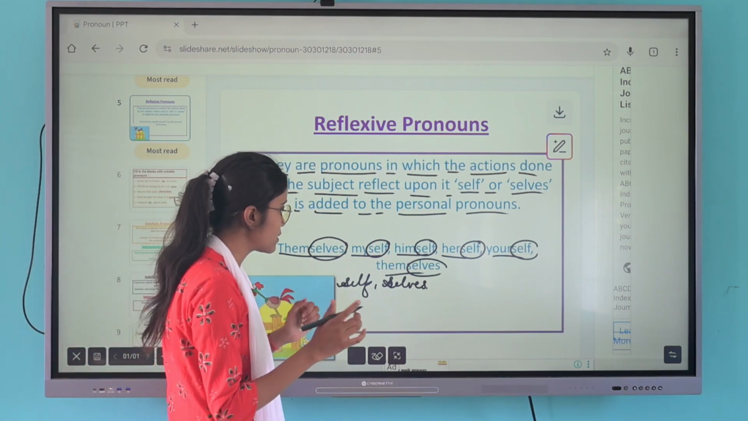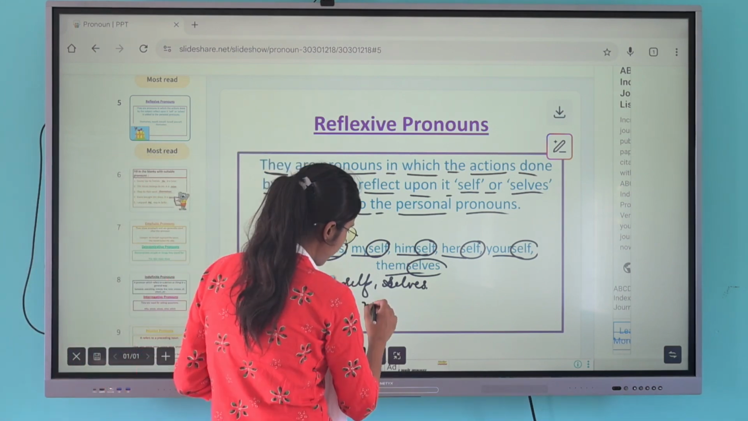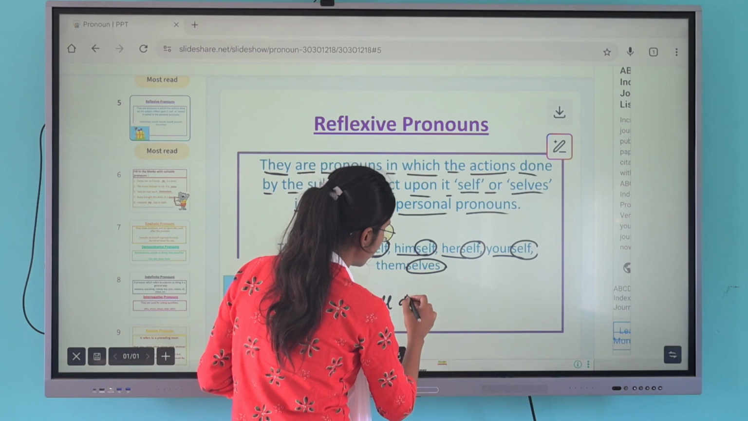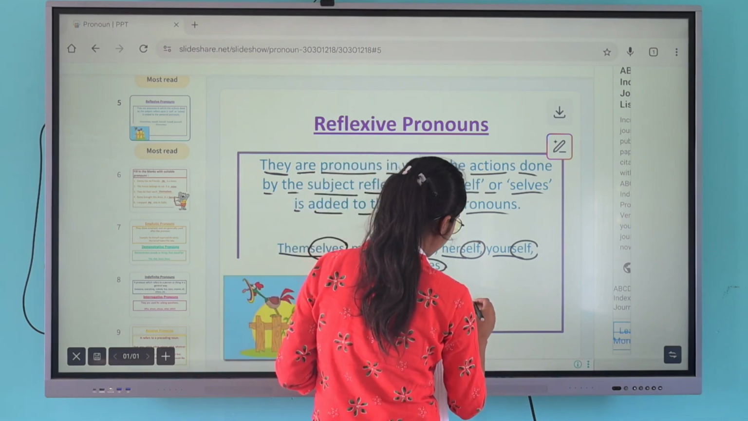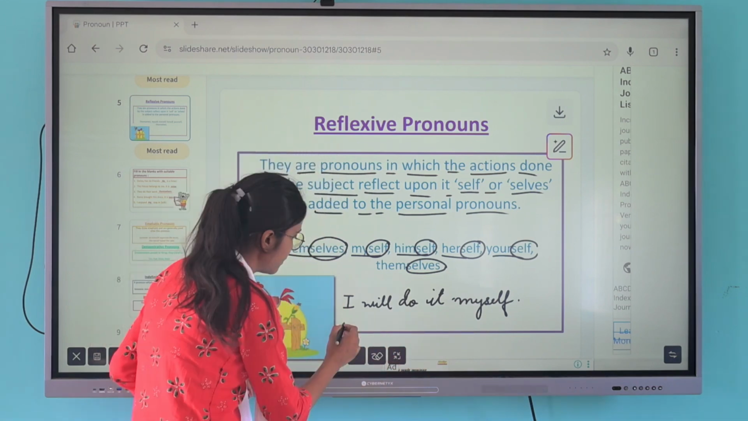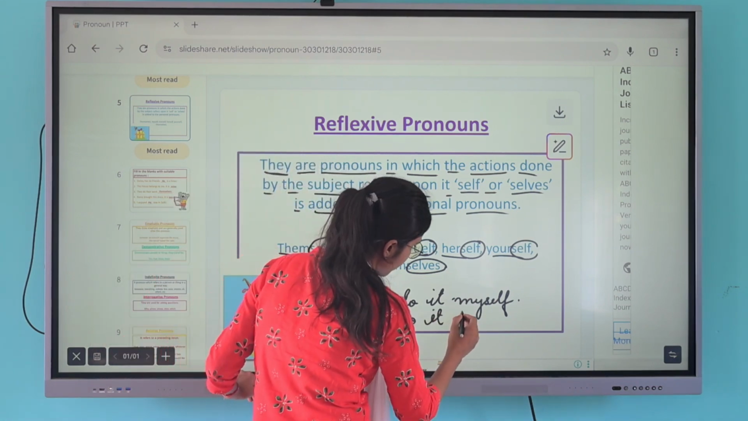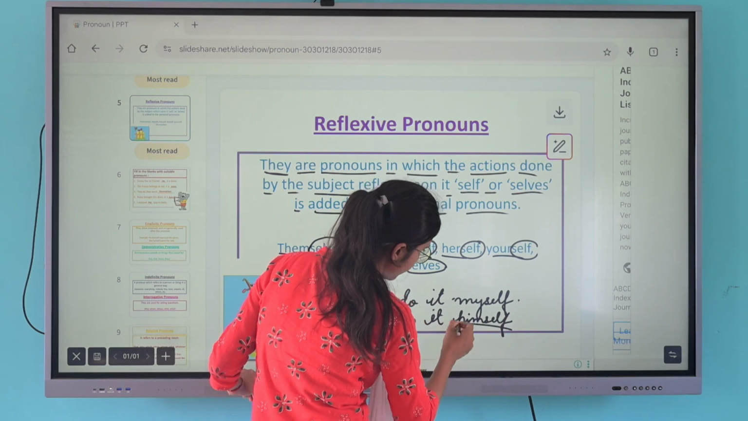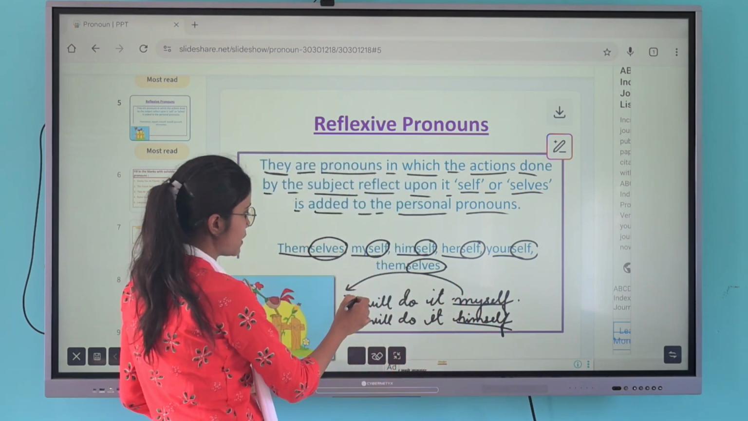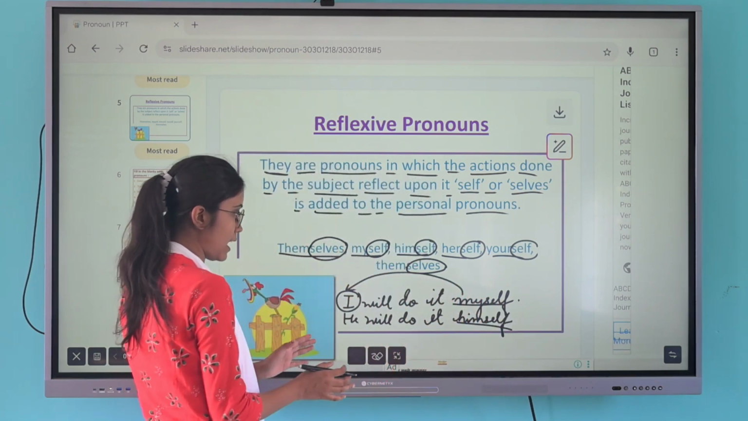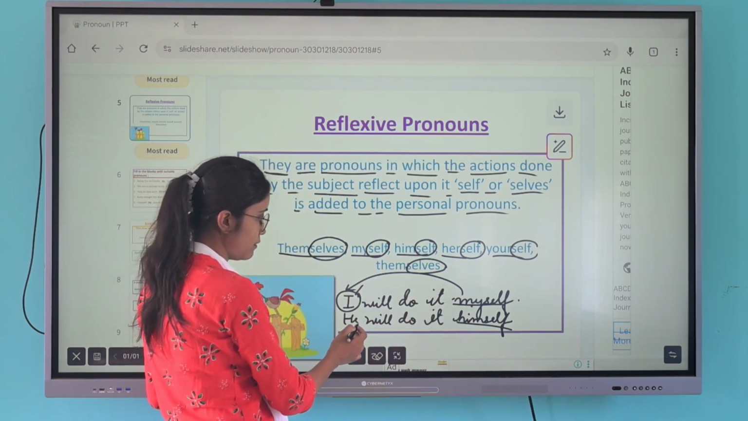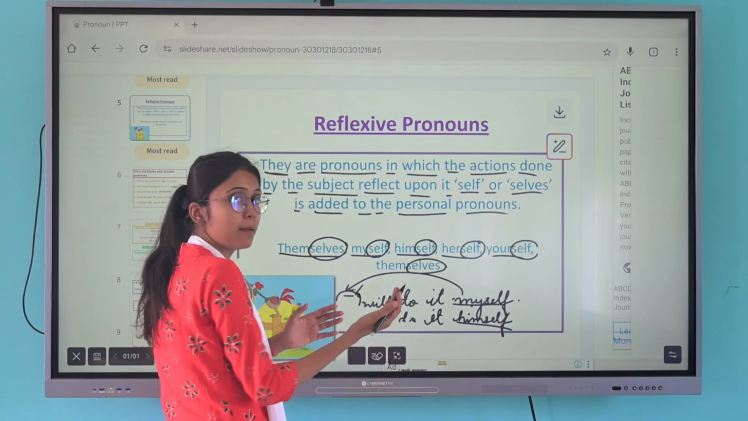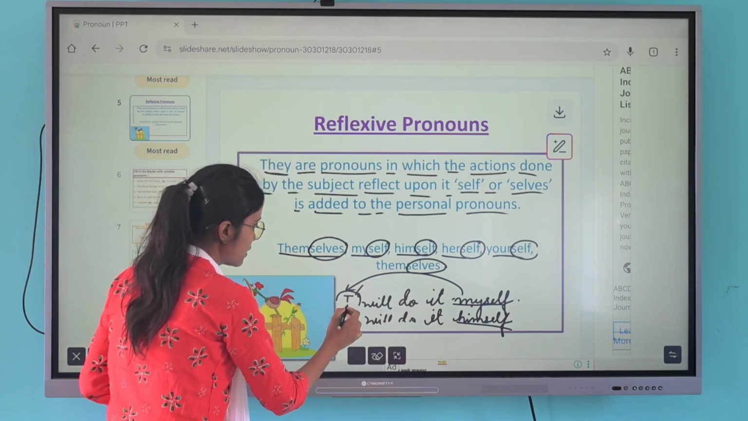So how will we use it in a sentence? Like, I will do my work. No, I will do it myself. I will do it myself. He will do it himself. It returns back to the subject. The subject is I, so for I we will use myself. For he we will use himself.